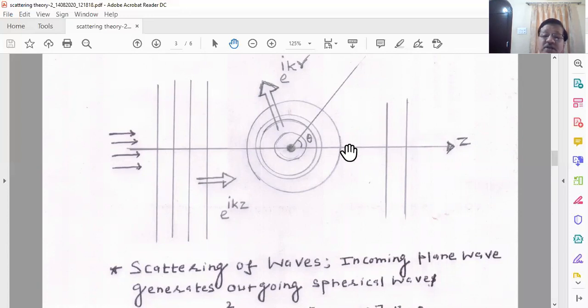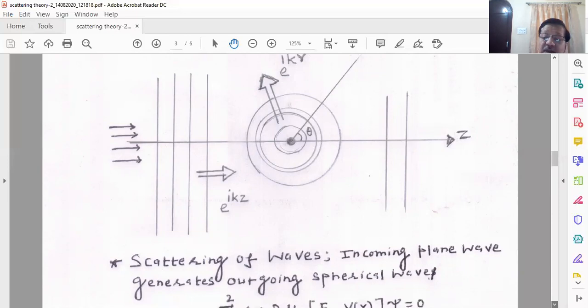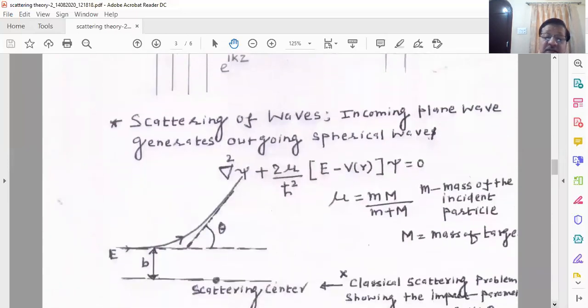The wave which is not scattered remains as a plane wave. That plane wave is e to the power of ik dot r, and r is in the z direction, so it will be e to the power of ikz. The other component is the spherically scattered wave in a radially outward direction, the r direction. So it is e to the power of ikr divided by r. Please remember this expression which I'm writing here.